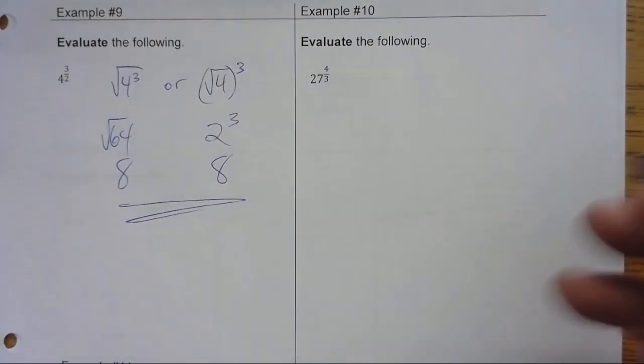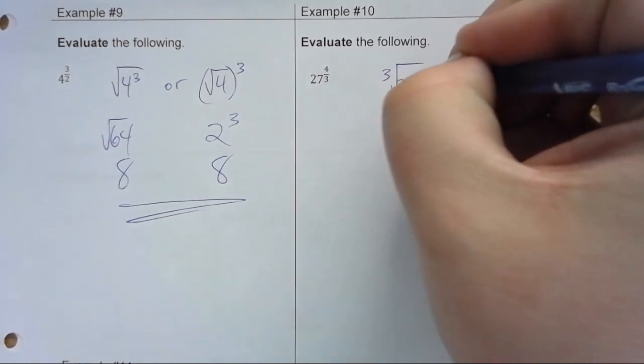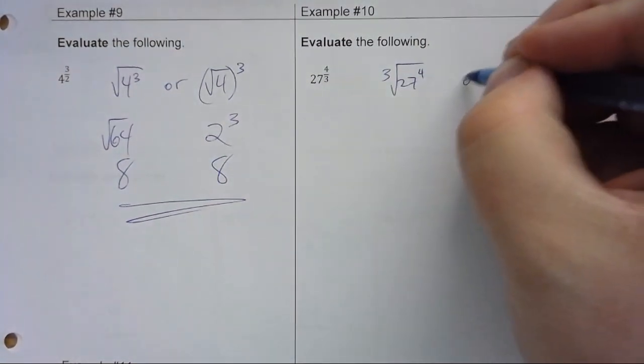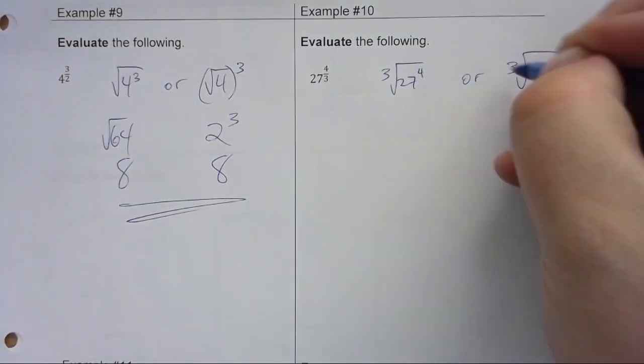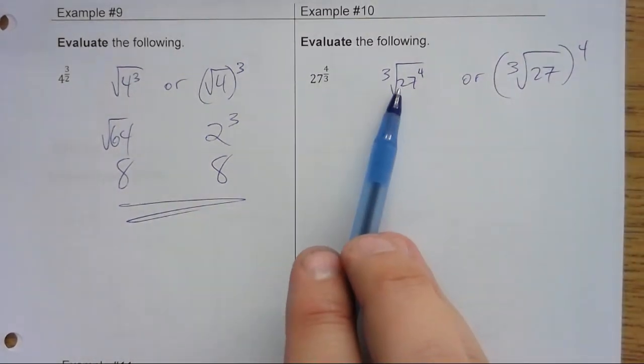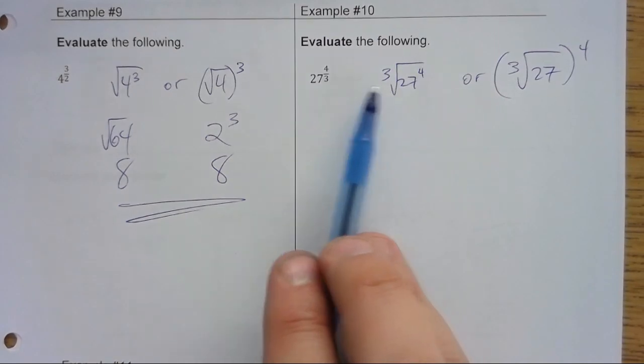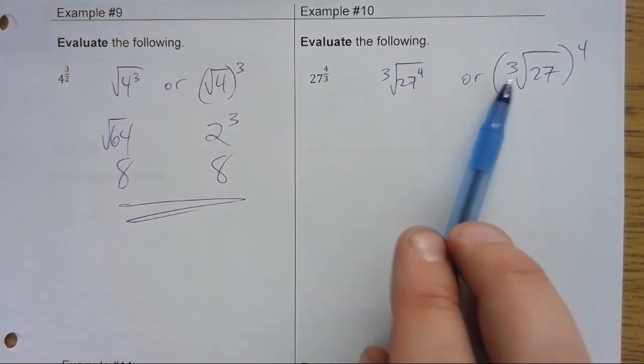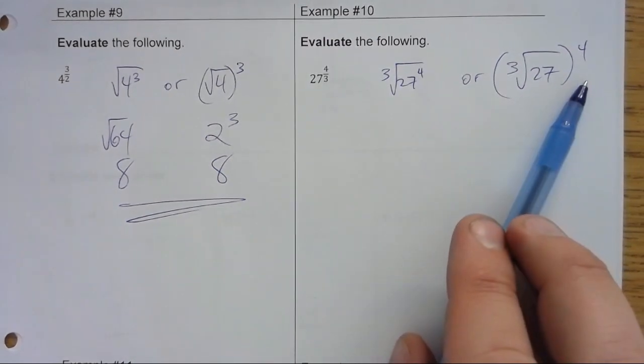Would you rather think of this as the cube root of 27 to the 4, or as the cube root of 27, to the 4? What would you rather do? Take four 27s multiplied together and then try to cube root that number? Or cube root the 27 and then multiply that number by itself 4 times?